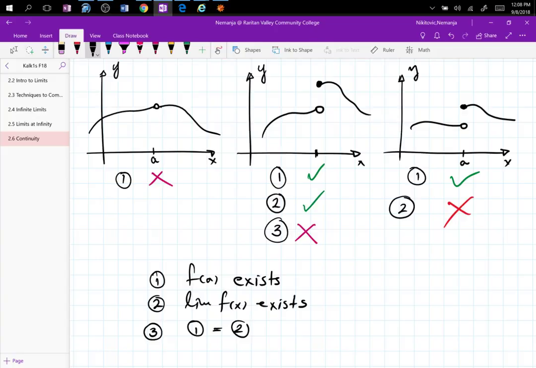Yes? The second graph has to pass because it's just one point. No, I drew this badly. I erased it by accident. It used to be like this, sorry. Yes. The deficiency of limits and calculus.